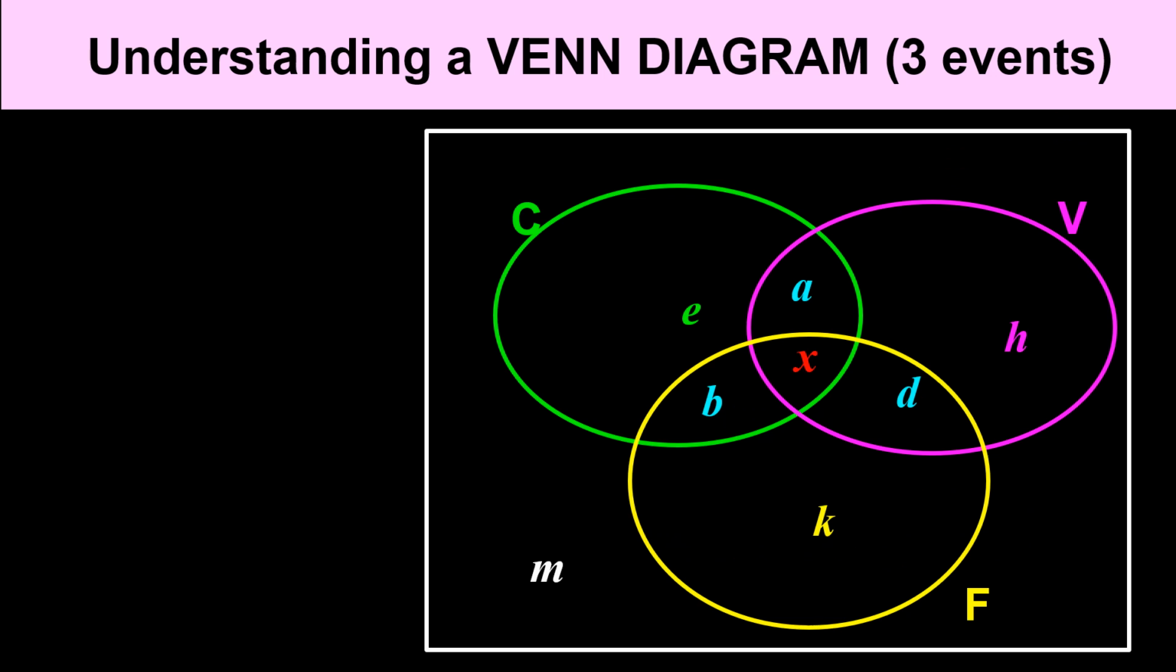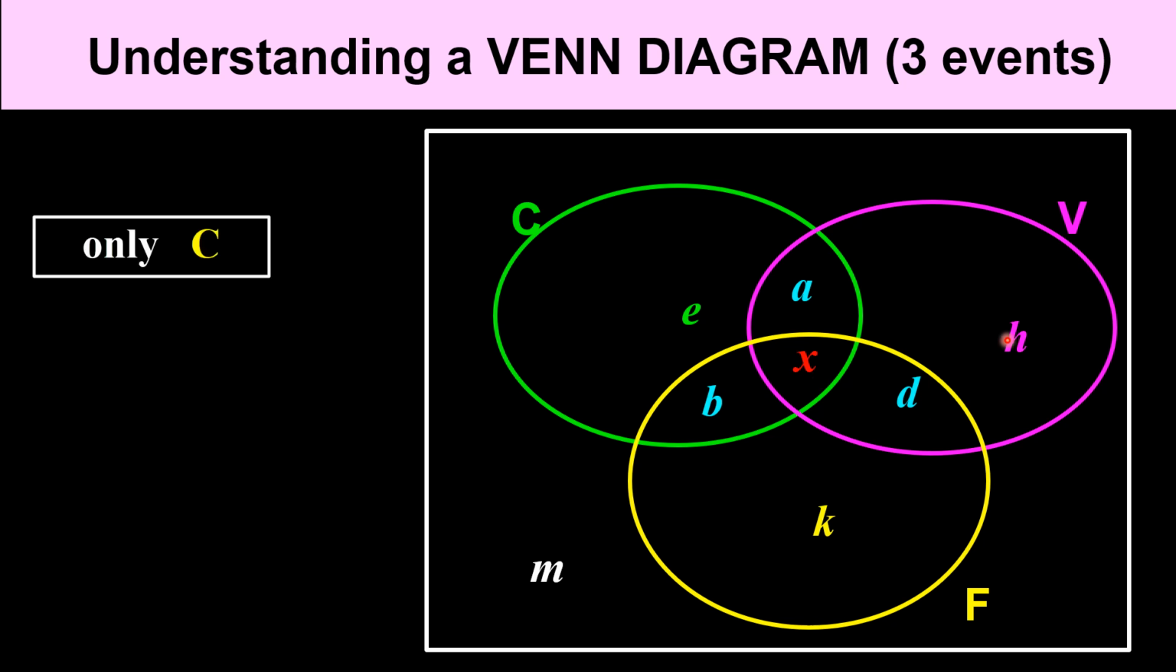Now let's try to understand our Venn diagram. There we have the Venn diagram, and we have the number of outcomes as represented by E, A, X, D, H, B, K, and M. E is that region, A is that part, and H would be that part there. If I look at C, I will see C consists of E, A, X, and B. If I look at F, F consists of K, D, X, and B. In the same way, V consists of A, X, D, and H.